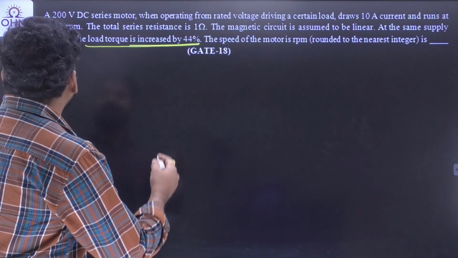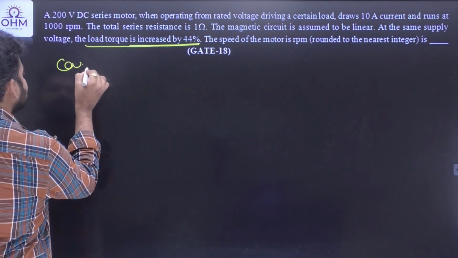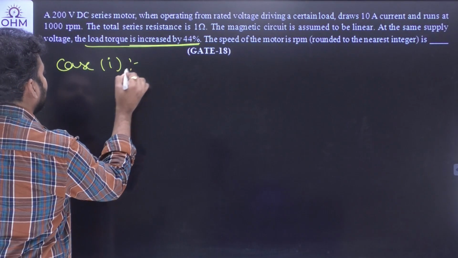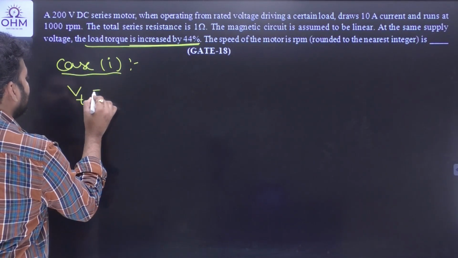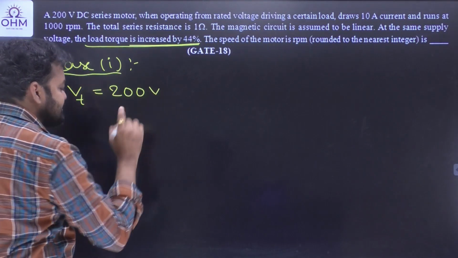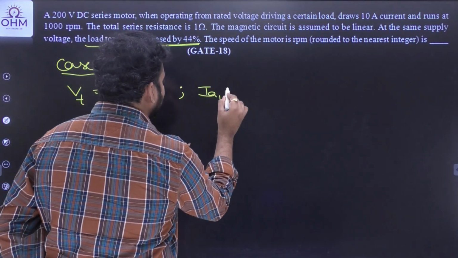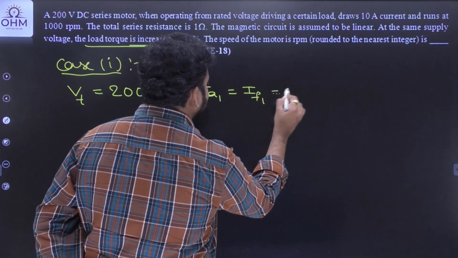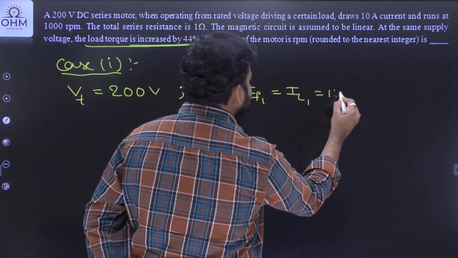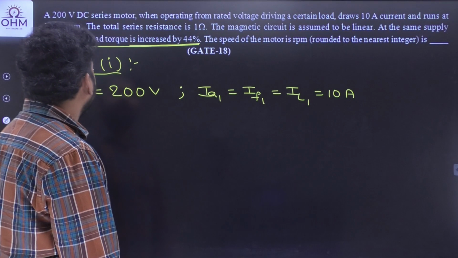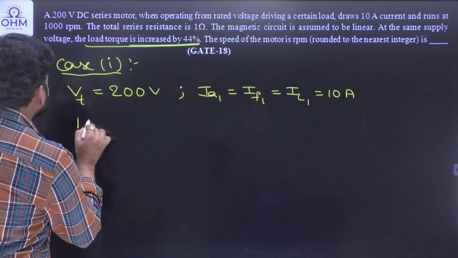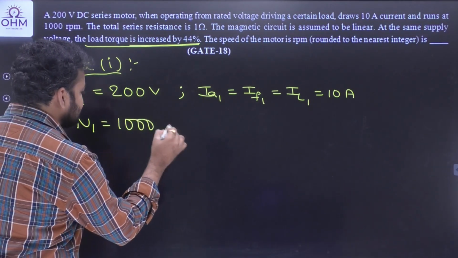Okay, so let us note down the data. First, case 1 details. What is the terminal voltage? 200 volt. It is a series motor, guys. Therefore, armature current, field current, line current, all are the same, right? How much is the current? 10 ampere. And running at how much speed? 1000 RPM. This is the first case speed.